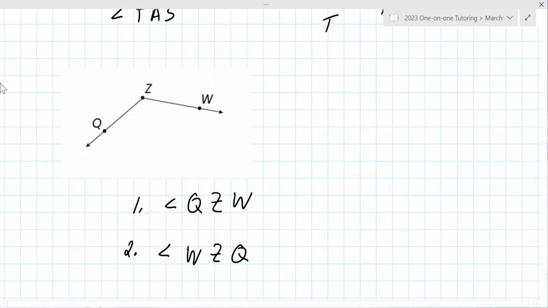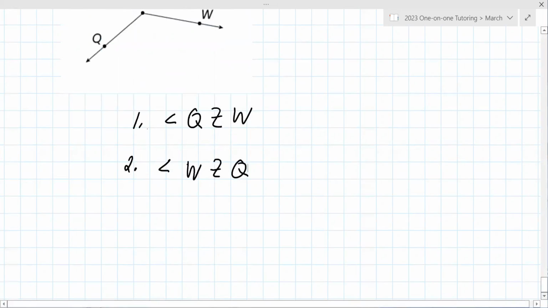Any questions on that? So are we only going to do the S-A-T, or are we going to do the Q, Z, W? It depends on the problem. You could actually do both. It's always going to be three letters though. Any questions on that? No.